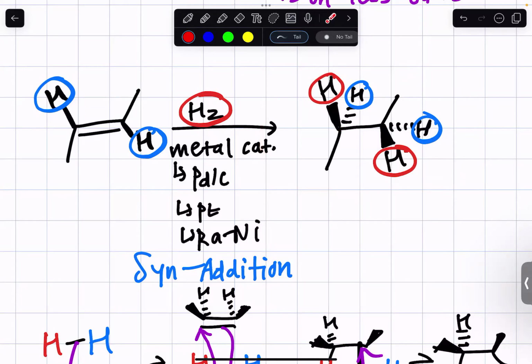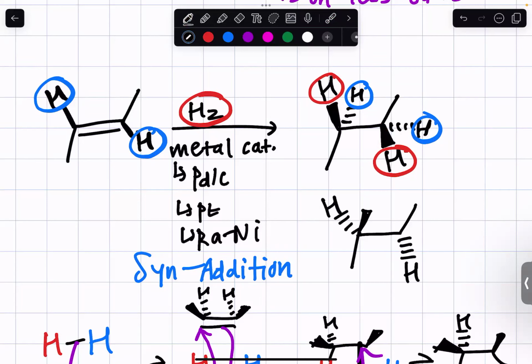The red could have been a wedge, which I did in this case, or it could have been a dash. There are examples where it does matter, and I'm going to show you those examples now.